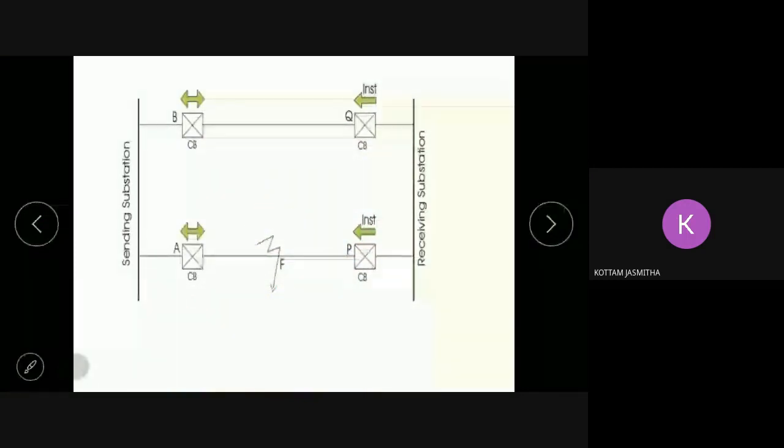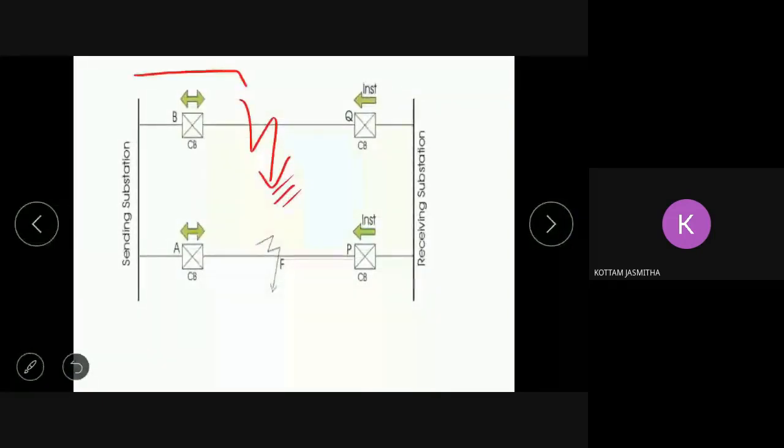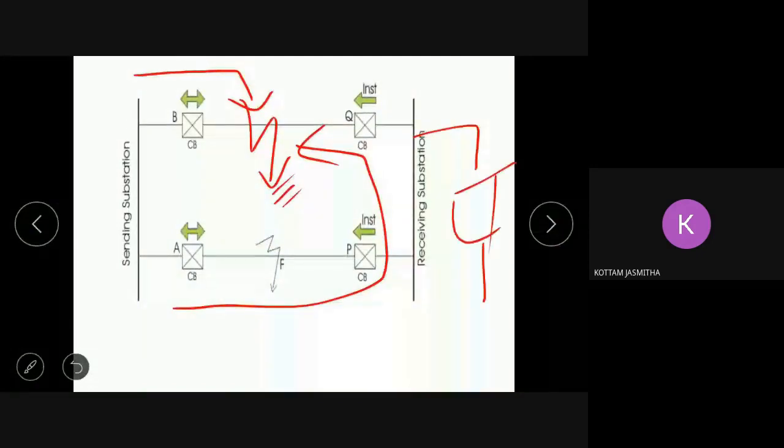Similarly, you can analyze this side also. If the fault occurs here, whatever current is there from B is going to go to the fault side, and the current will choose this path because on this side the impedance is very high and here it is 0. So the current always chooses the less impedance path. So the overall fault current is IA plus IB.